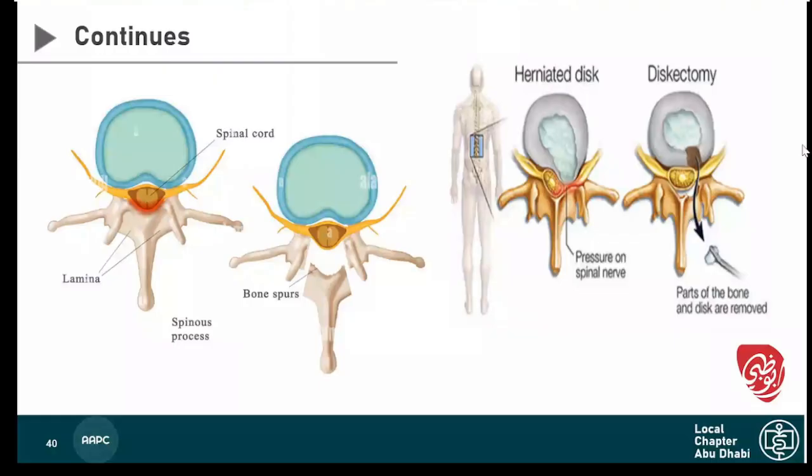Here, this herniated disc will cause what? Compression on the spinal nerve. So the physician will perform discectomy. Okay. It will decompress the spinal nerve root.